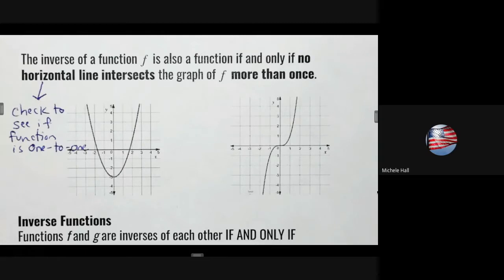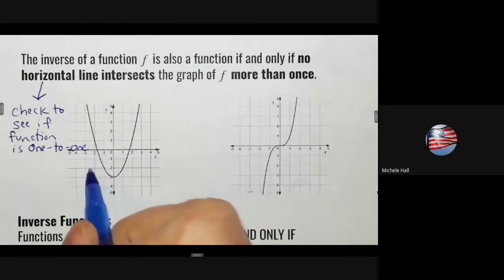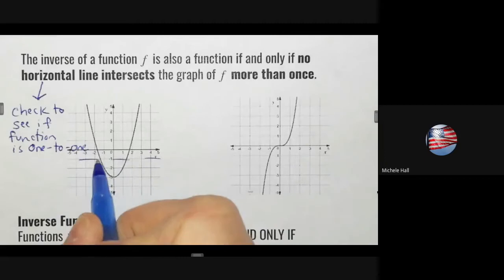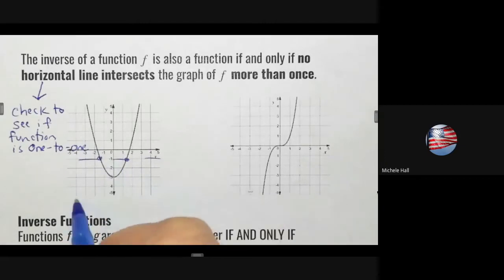The vertical line test is to test whether it's a function, and the horizontal line test is to test to see if it's one-to-one. If I look at the quadratic here and do the horizontal line test, I can see that it is not one-to-one.